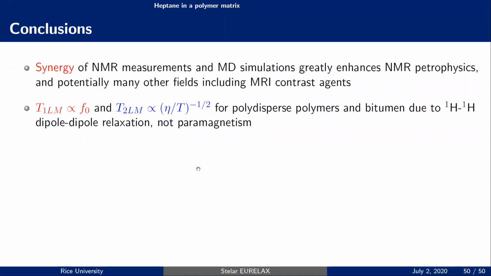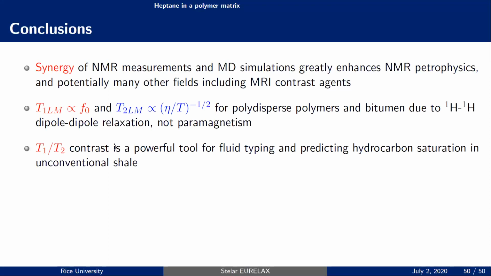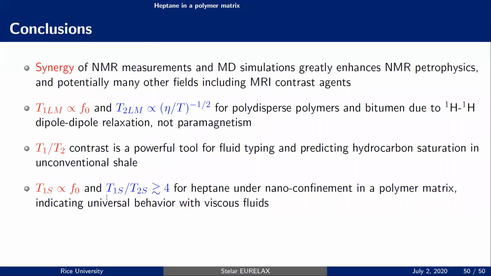We found that the anomalous T1 dispersion and the T2 dependence on viscosity are the same for polymers and bitumen, and therefore due to hydrogen-hydrogen dipole-dipole relaxation, not paramagnetism. This T1, T2 contrast, again, is a very powerful tool in NMR petrophysics for characterizing unconventional shale. We found the same behavior for fluids under nano-confinement as we did for viscous fluids, namely that the T1 is proportional to frequency, a large ratio, and this indicates some kind of universal behavior.